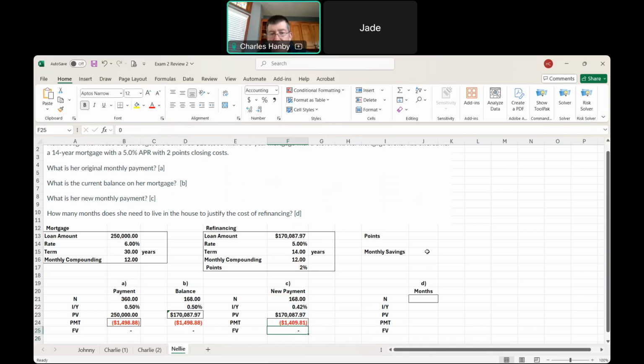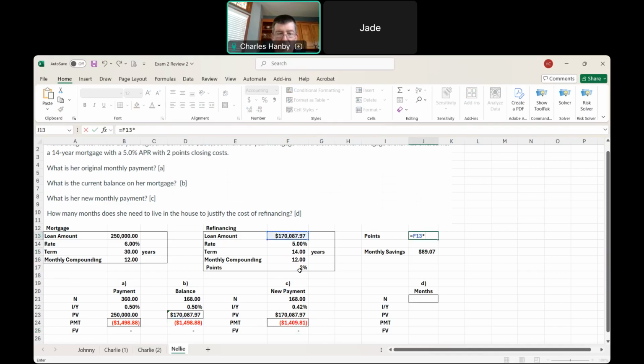So the monthly savings, the way to calculate those, if you do a negative on the first, and then add the 1498, and then add the 1409, that'll give you a positive. So $89.07.